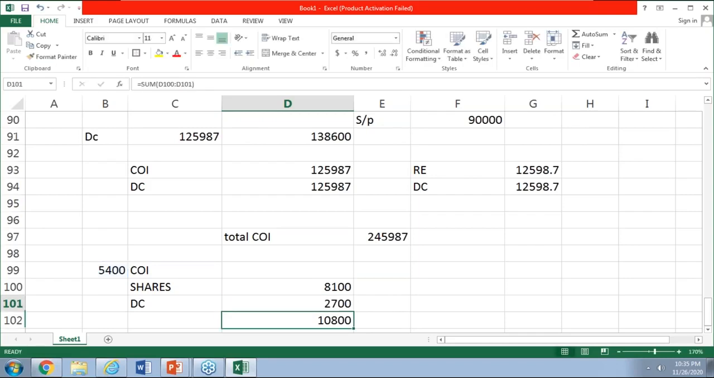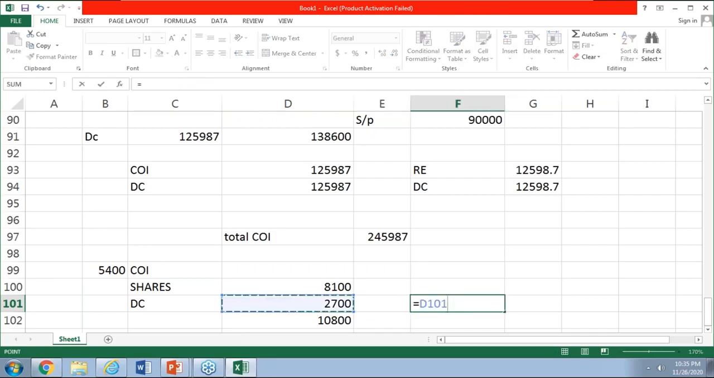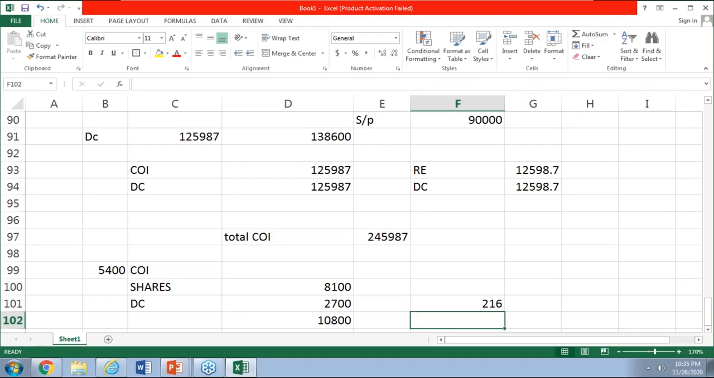Now, what will be the unwinding of discount of this? Unwinding of discount will be this amount into 0.08. That will be 216. Very good. That's right. That unwinding of discount will be 216 for this. Should we move forward?